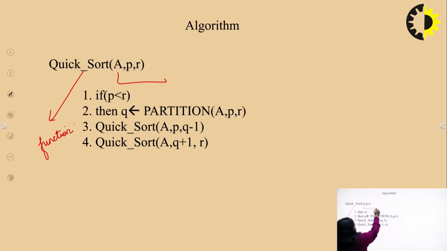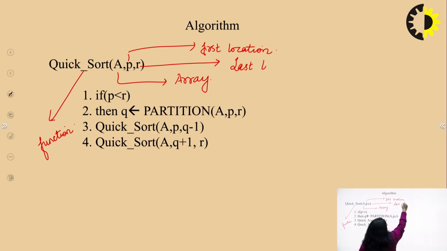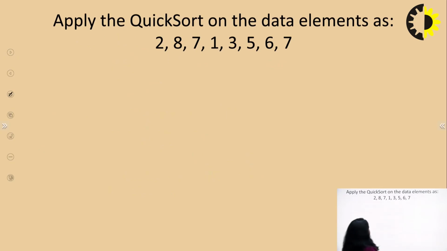The first is A. A stands for the array or the data elements on which we need to apply the concept of quicksort. Then we have the letter P, which indicates the first element or the first location in the array, right? And R indicates the last location in the array. Fine. Then first of all we need to check the condition if P is less than R, because we have to arrange the data either in ascending or descending order, and on that basis we check the condition. P is the first location.